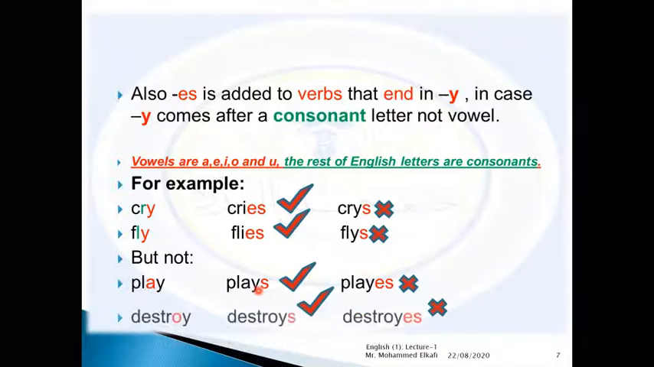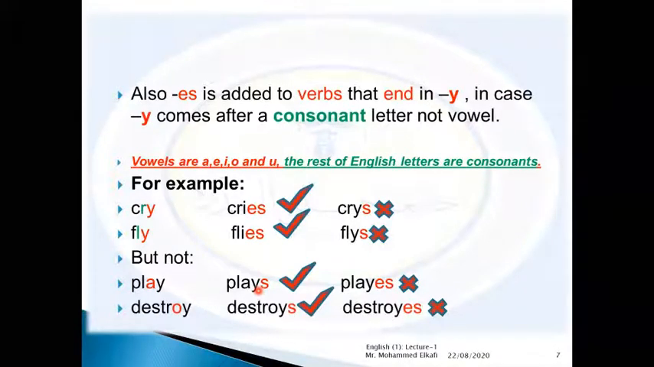Even in the second example here, destroy, we should say destroys in this form. Why? Because before y we have a vowel, not a consonant. So this form is wrong, and this is the correct form, destroys. Why didn't we change y into i? Because the letter y is preceded by o. So we just add s, not changing the letter y into i and then adding es as in the previous examples.